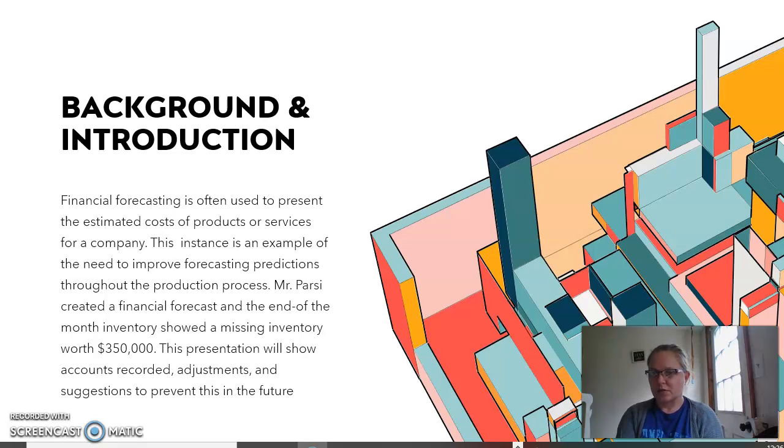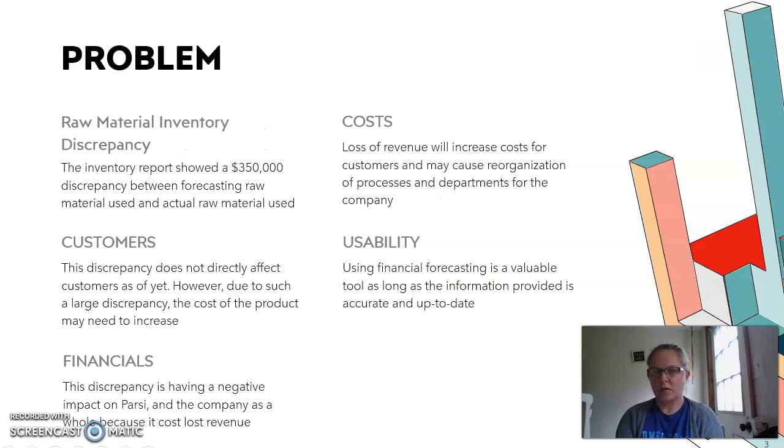As I stated, Mr. Parsi is responsible for financial forecasting. The raw material inventory discrepancy during the inventory report showed a $350,000 discrepancy between forecasting and the raw material used versus the actual material used.